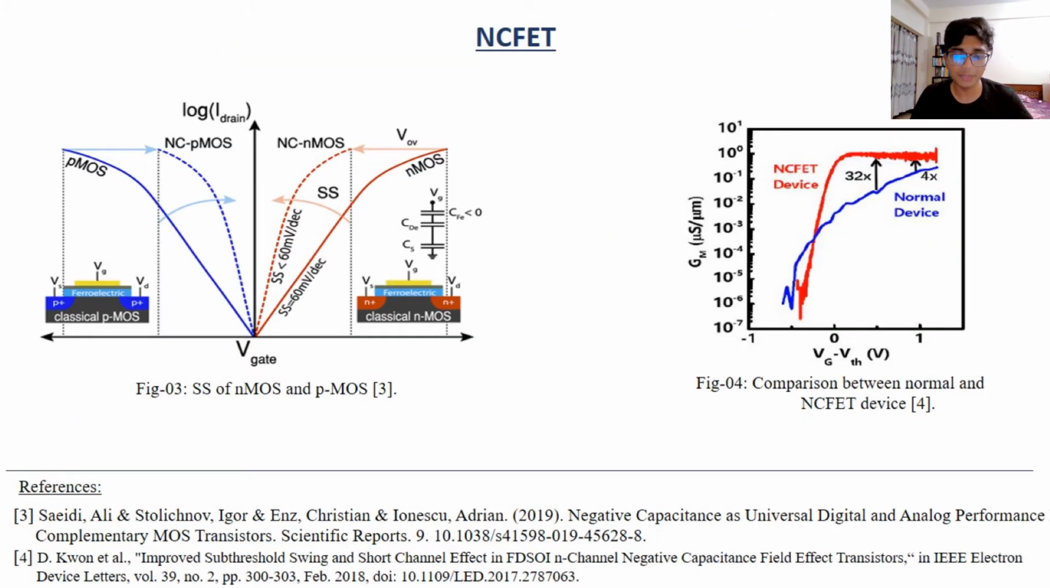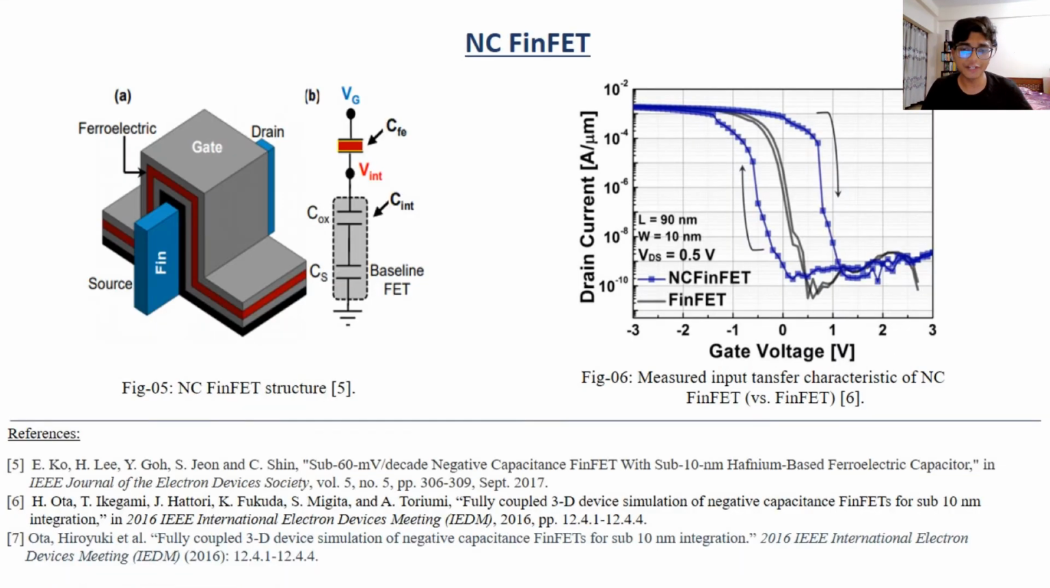Here in figure 3, we can see an NCFET along with its equivalent capacitance circuit. Adding a ferroelectric layer with capacitance in the gate stack in series with the oxide capacitance gives us the final SS. For a stable NC system, there should be no hysteresis in the system. In figure 4, we can see that addition of NC results in a subthreshold swing of less than 60 millivolt per decade. For NC FinFET, the SS is lowered by 45% compared to the baseline device.